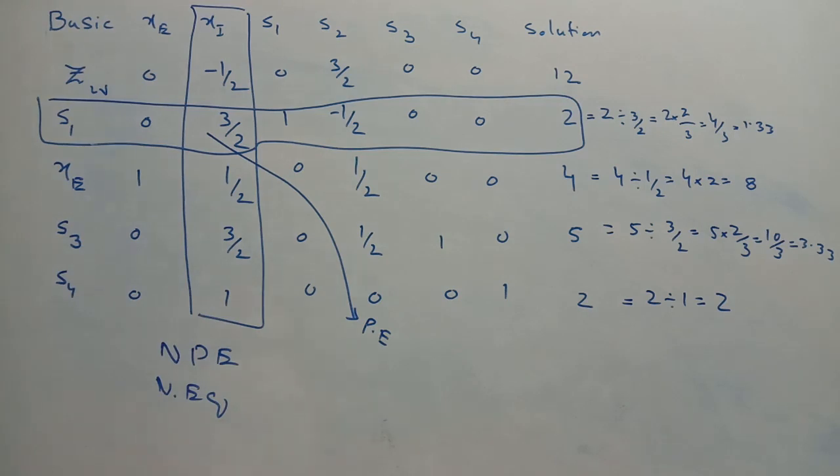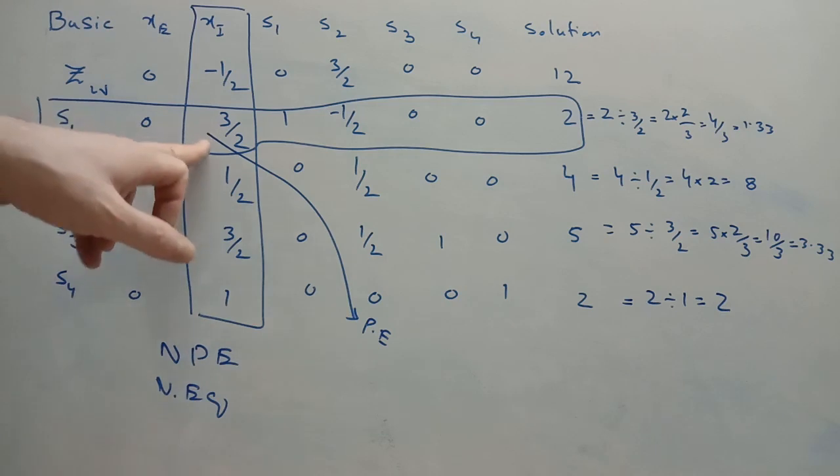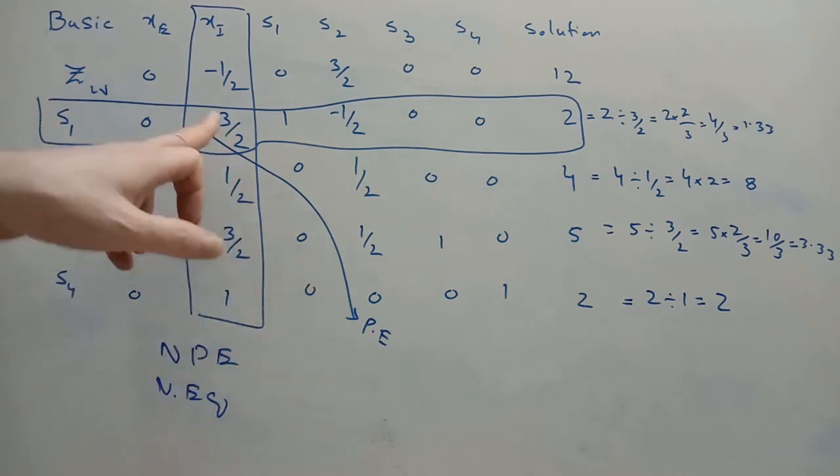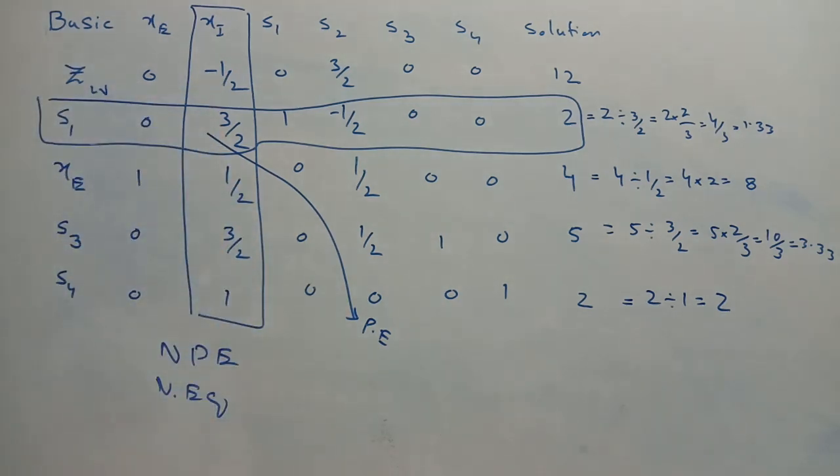So each element of the leaving variable, that is the S1 equation, will be divided by the pivot element, that is 3/2. So this will be your new pivot equation, and then we have to find out the new z equation, new xe, new s3, new s4. By the formula I have already given you, the new z equation is equal to the old z equation minus its entering column coefficient multiplied by the new pivot equation.